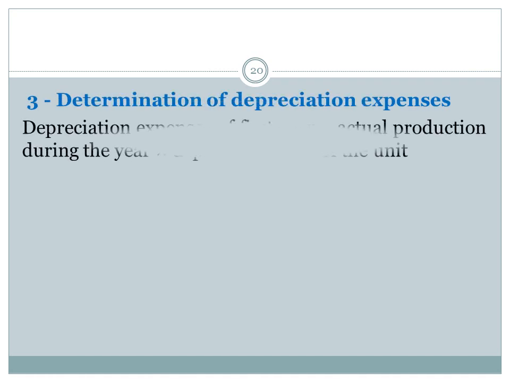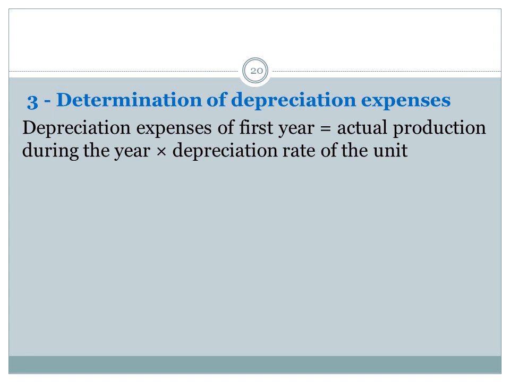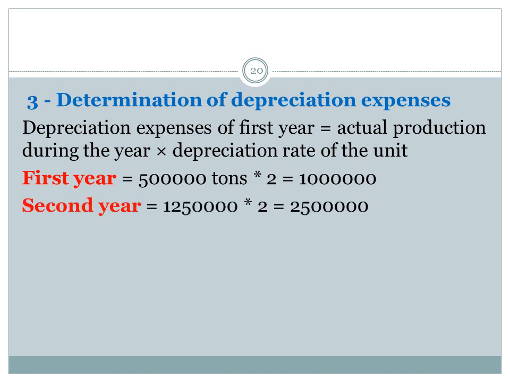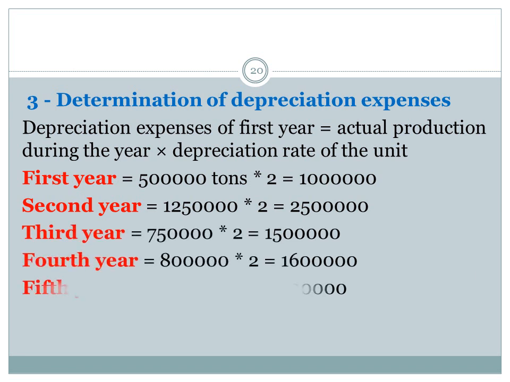Depreciation expense equal actual production during the year multiply depreciation rate. So for the first year the actual production 500,000 tons multiply 2 equal 1 million depreciation for the first year. Second year 1,250,000 multiply 2 equal 2,500,000 and so on for third year and fourth year and fifth year.